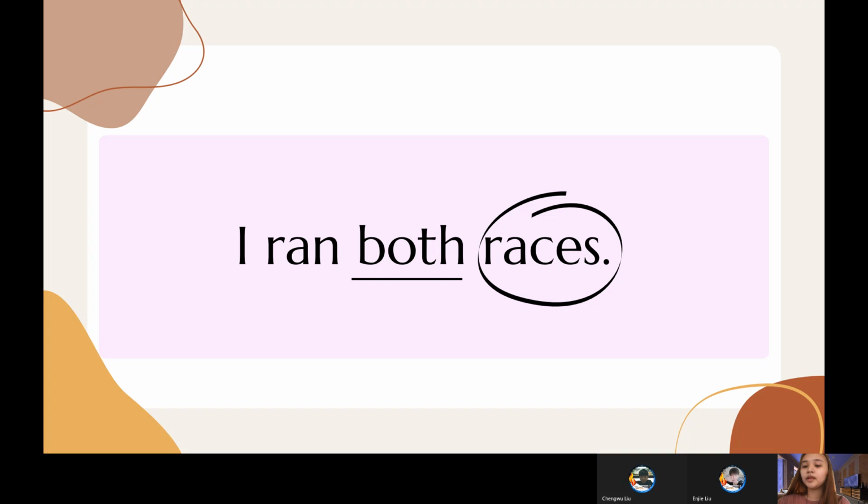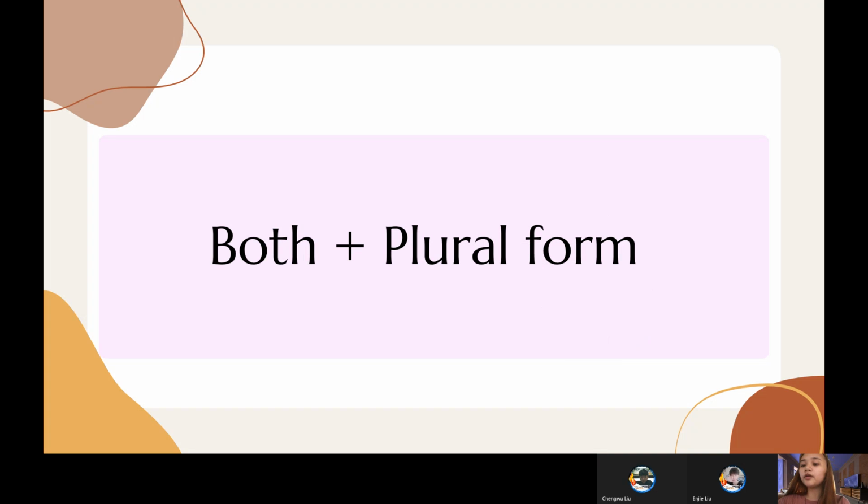Plural, ma'am. Yes, it is plural because the word both means each one of the two. If you have two options, then you will be getting two, okay? The pattern will be both plus the plural form because again, if you have two options, you are having two. That is the reason why both is followed by the plural form of the word, okay? So do you get it, class? Yes, ma'am.